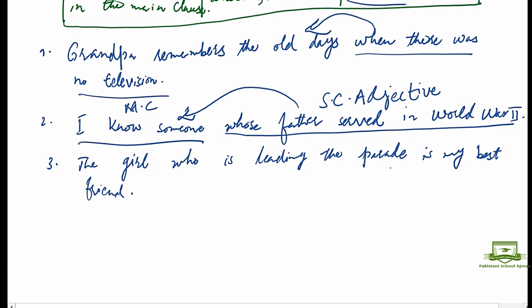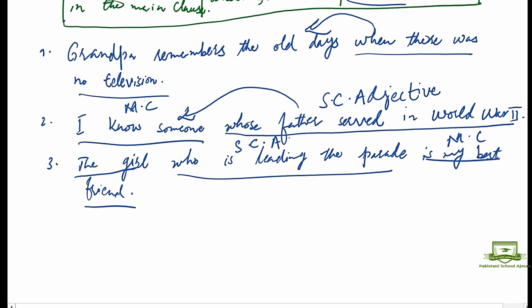The girl who is leading the parade is my best friend. Now the girl is my best friend. Now this is the main clause. Then after the girl we have the subordinate clause who is leading the parade, and this is an adjective clause because it is describing the noun the girl. We are talking about whom? The girl. The girl who is leading the parade is my best friend.